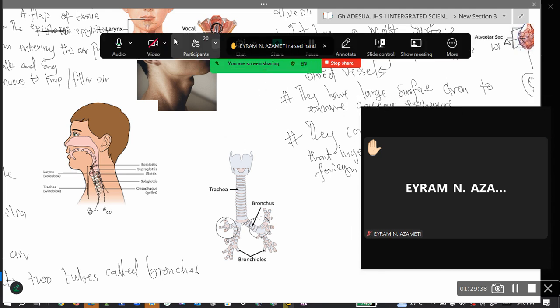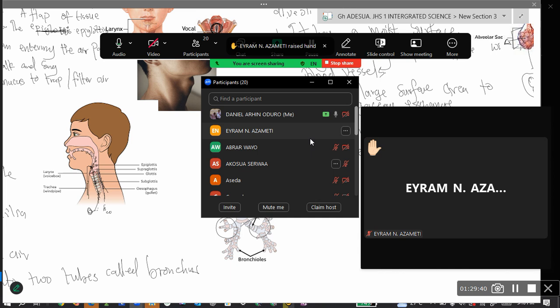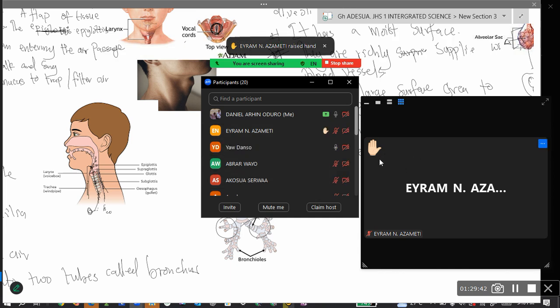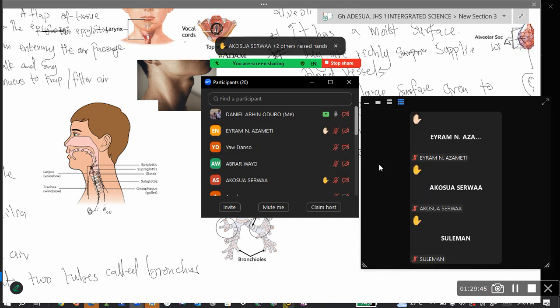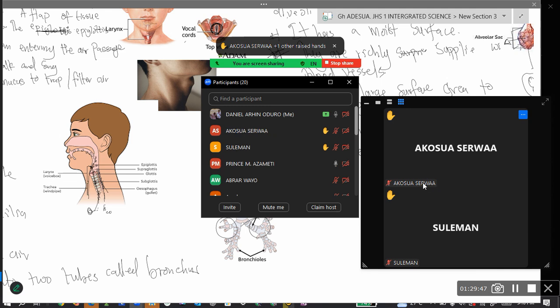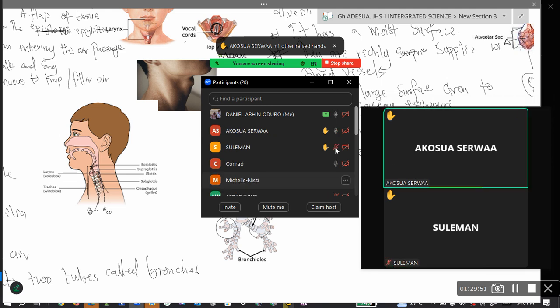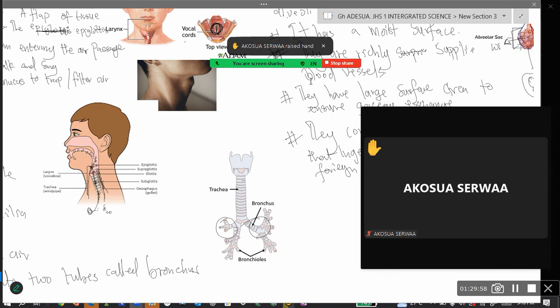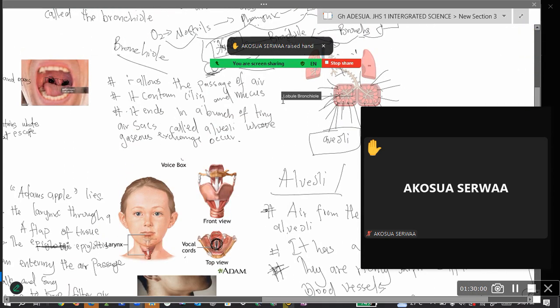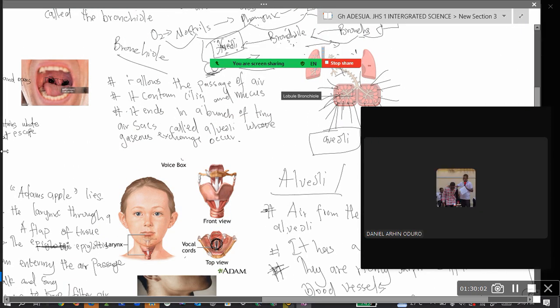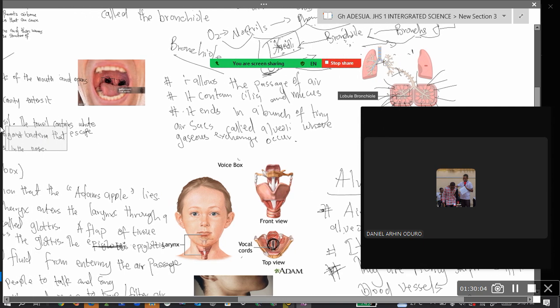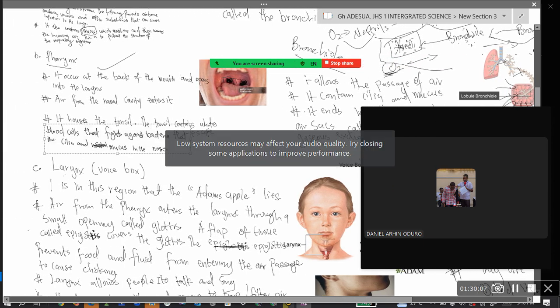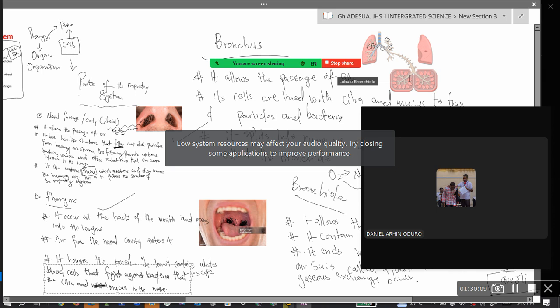Another name for the voice box is what? Adam's apple? Larynx. Someone is saying larynx, and someone said Adam's apple. So that is the larynx. That is true.